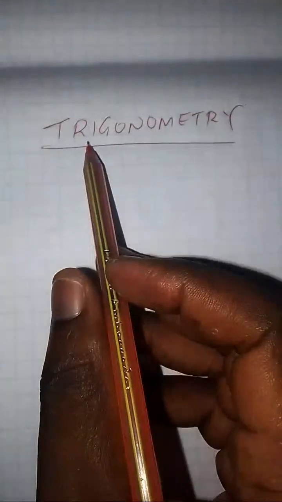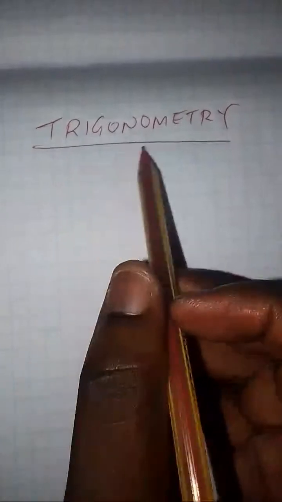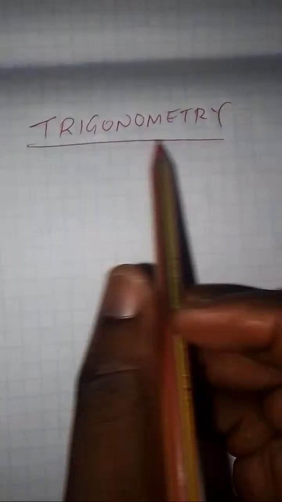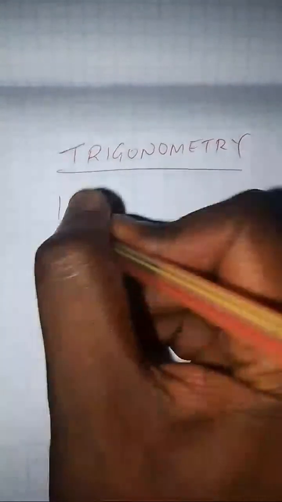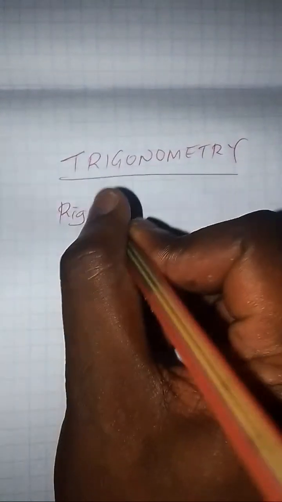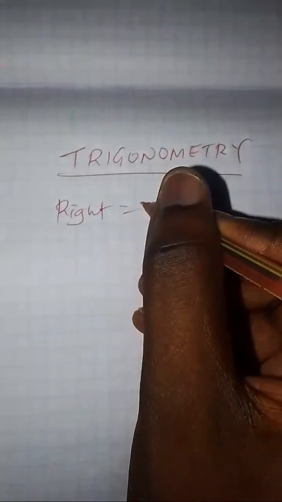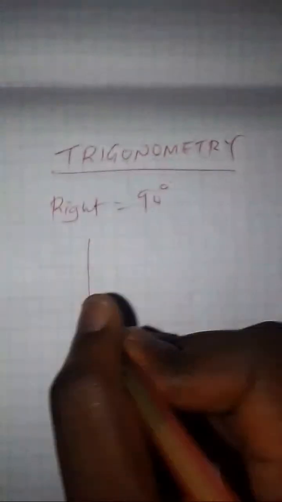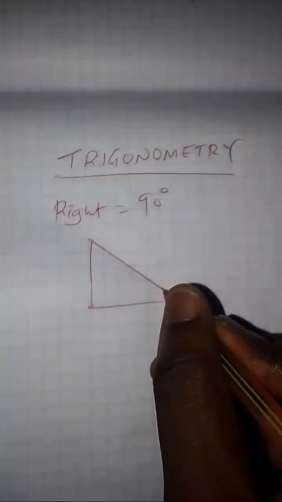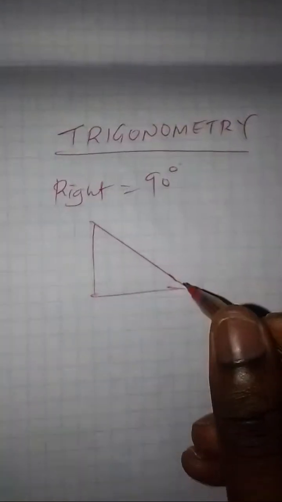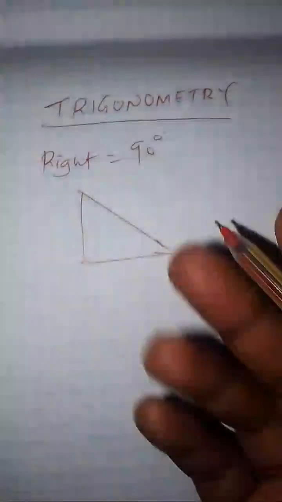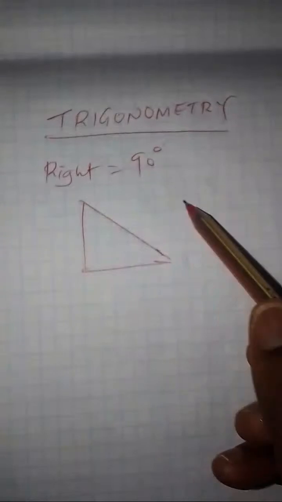Today I want us to talk about trigonometry, and when we talk about trigonometry, we are only going to deal with the right angled triangle. When I'm talking about a right angled triangle, these are triangles that have one of the angles at 90 degrees. For example, this triangle that I've just drawn is a 90 degrees triangle, so this one is a right angle triangle.